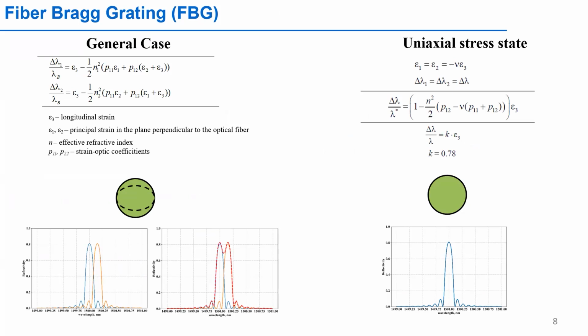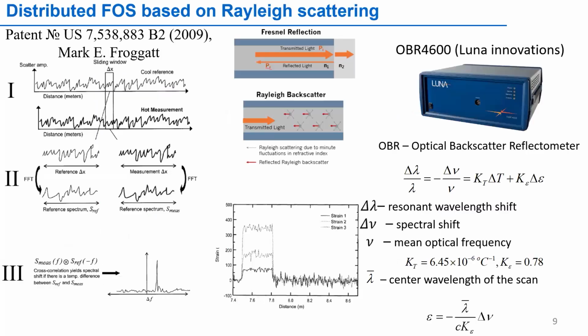So in the general case, we have two equations with 3 unknowns to calculate strain components based on the spectrum shift. But usually the plane stress state case can be applied, so we can rewrite these equations into one equation with one unknown, the longitudinal strain along the optical fiber, and it is related to the wavelength shift by the coefficient of strain sensitivity, which usually equals 0.78 for silica glass optical fibers.